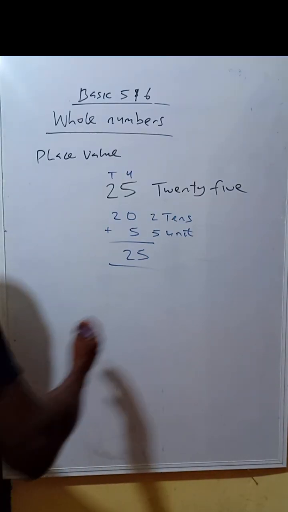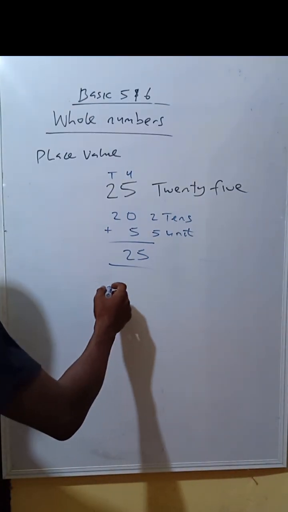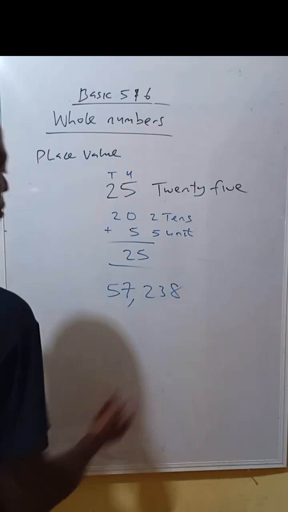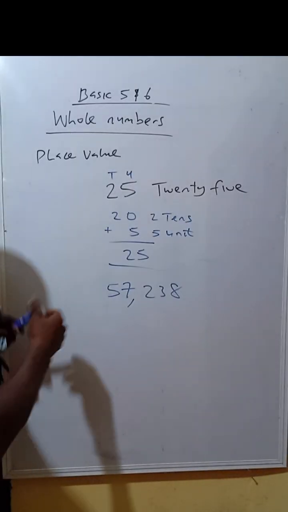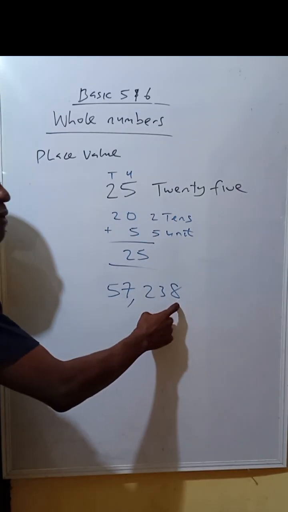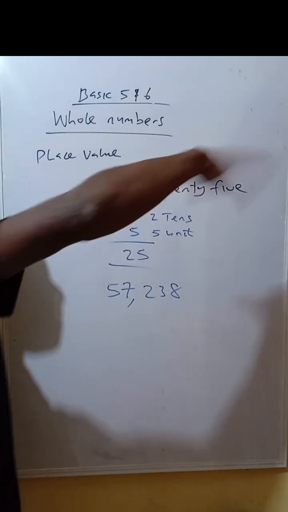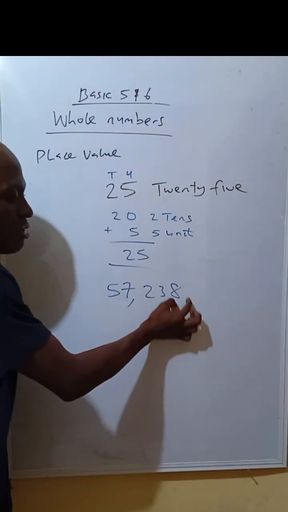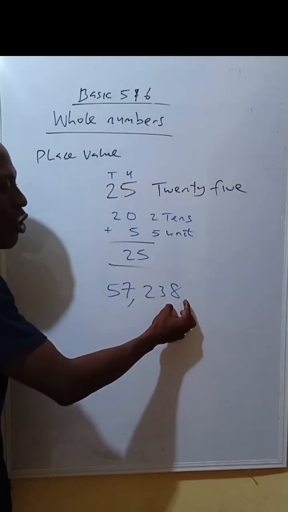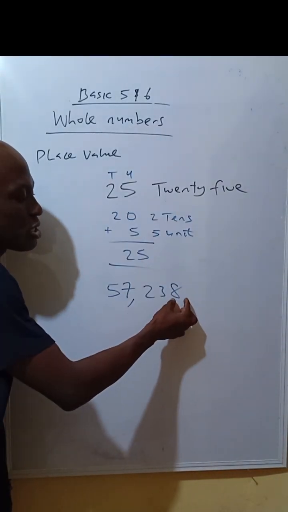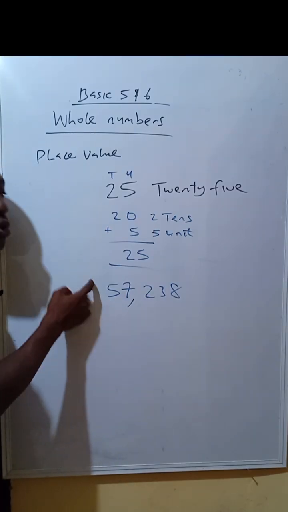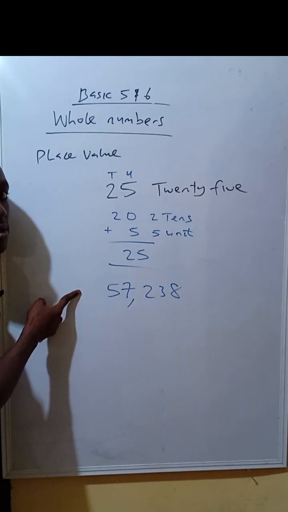So, what if I have a bigger number? Let me write this number: 57238. Now, when you are talking about place value, always begin from the far right. This comma is always written after you've counted 3 digits. 1, 2, 3. Put a comma. Then 1, 2. There's no third digit here to place another comma.